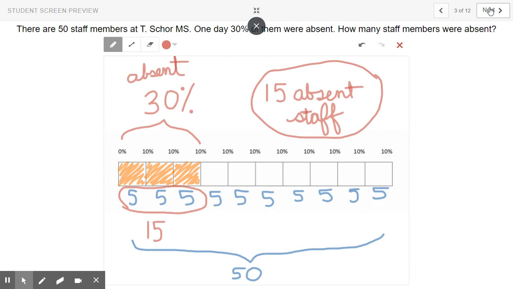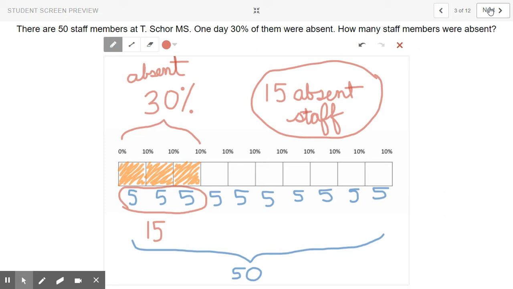Now, there are 50 staff members at Shore Middle School. One day, 30% of them were absent. How many staff members were absent? So since there's a total of 50 staff members, the whole percent model represents 50. 50 divided by 10 is 5. So each square represents 5. So 10% of 50 is 5. Remember, when you're finding 10%, divide the number by 10.